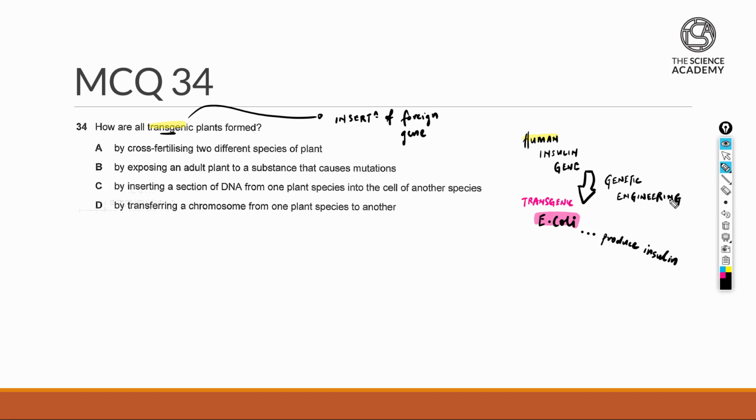So back towards question 34 here, how do we get transgenic plants? Number one, cross-fertilizing two different species of plant. This seems to be plausible because if there are two different species of plants, there will be a mixing of gene. Now, again, although this is plausible, it really depends whether is the cross-fertilization actually possible.